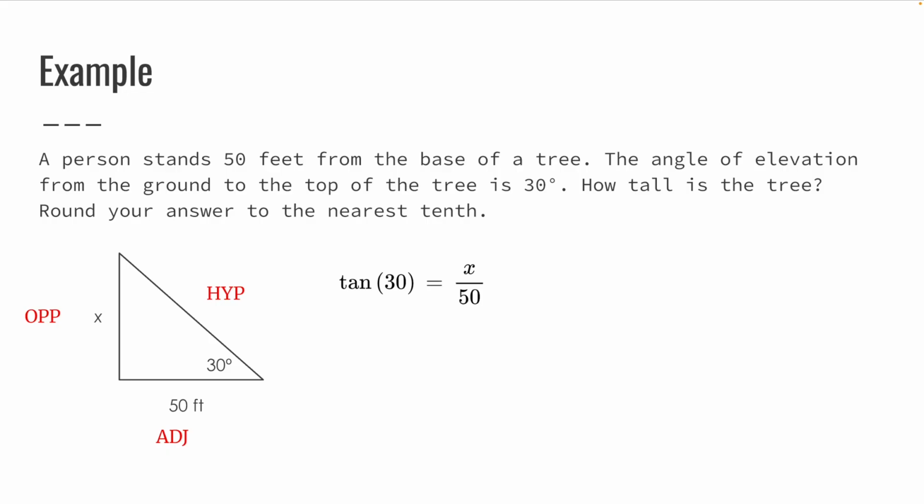So tan of 30 equals x over 50. We can cross multiply. If we picture that there's a 1 under here, I get x times 1 equals 50 times tan 30. So I get x equals 50 times tan 30, which is 28.9 feet when rounded to the nearest tenth.